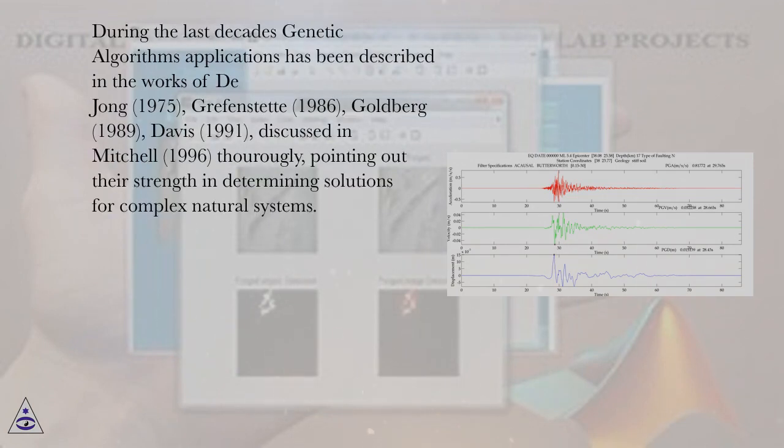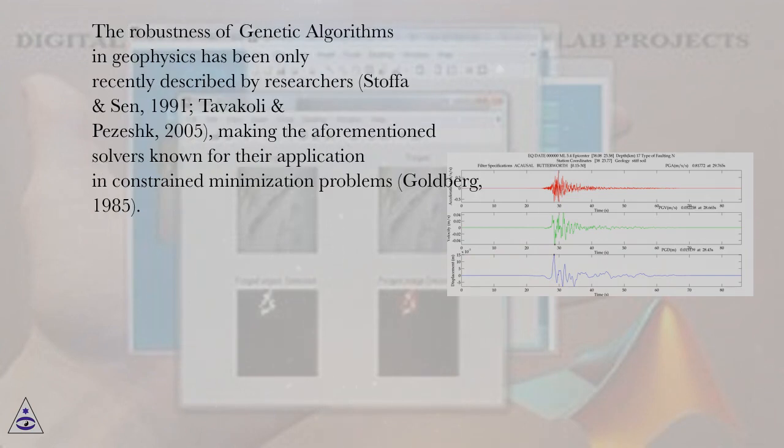During the last decades, genetic algorithm applications have been described in the works of de Jong, 1975, Grefenstette, 1986, Goldberg, 1989, Davis, 1991, discussed in Mitchell, 1996, pointing out their strength in determining solutions for complex natural systems. The robustness of genetic algorithms in geophysics has been only recently described by researchers, Stoffa and Sen, 1991, Tavakoli and Pische, 2005, making the aforementioned solvers known for their application in constrained minimization problems, Goldberg, 1985.